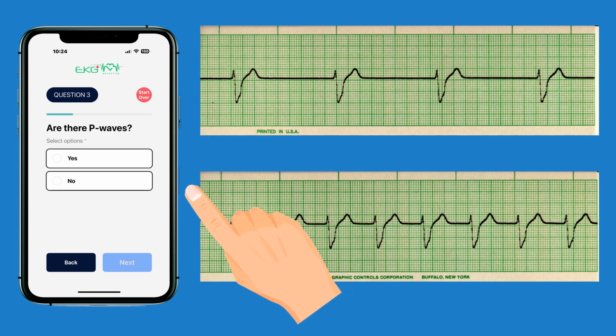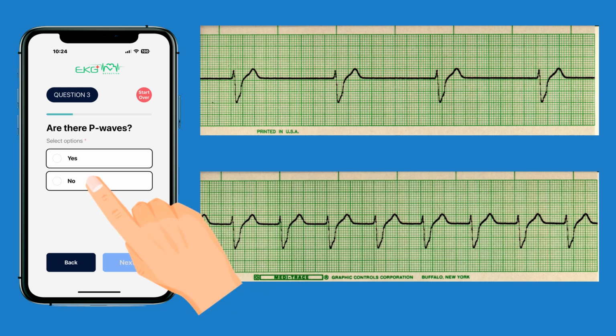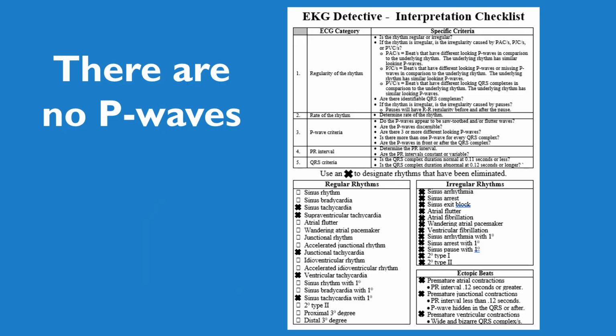So when we look at this rhythm, we are going to go to no P waves on the app, and then we will select next to go to the next screen. Referring to our checklist, since there are no P waves, we'll be able to eliminate all of the rhythms that are associated with P waves and end up with these two options based off of this question.